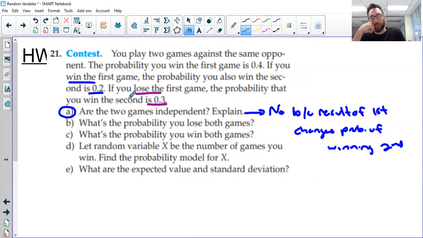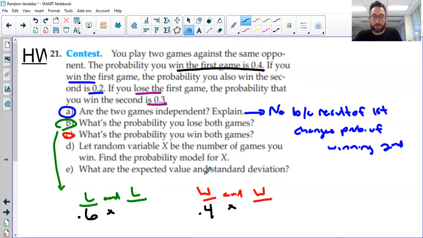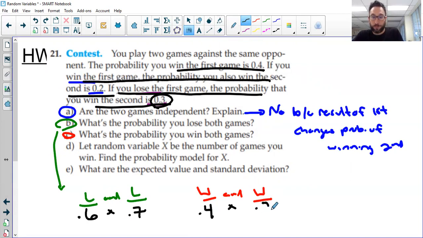So parts B and C were probability we lose both games, win both games. We could just do these with words and lines, right? So for B, we could do lose and lose. And then for C, we could do win and win. But there's a lot to keep track of here. The probability I win the first game is 0.4, which means the probability I lose the first game is 0.6. If I lose the first game, the probability that I win the second is 0.3, which means the probability I lose the second is 0.7. If I win the first game, the probability I win the second is 0.2. All right, so that's how I could do B and C. But that's a lot of information to keep track of, right? And I said that quickly.